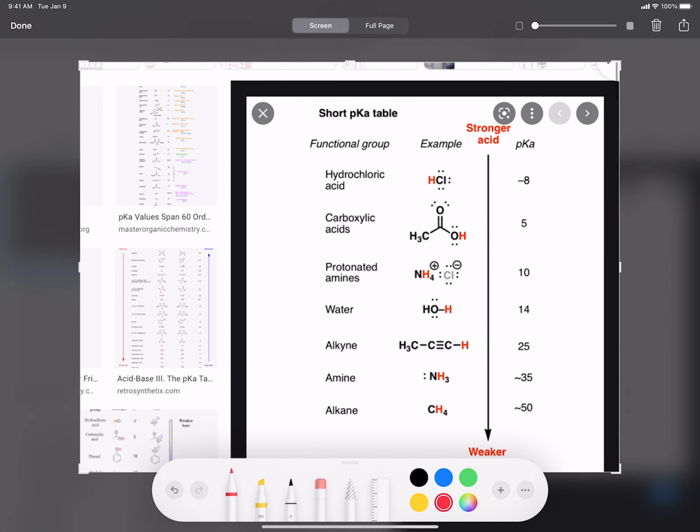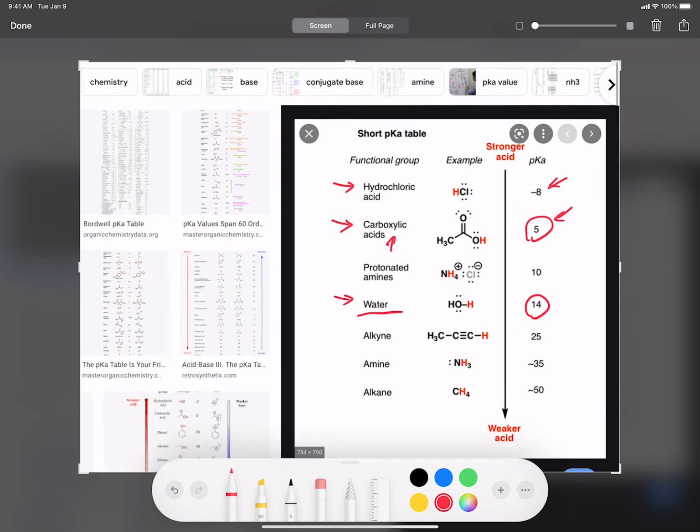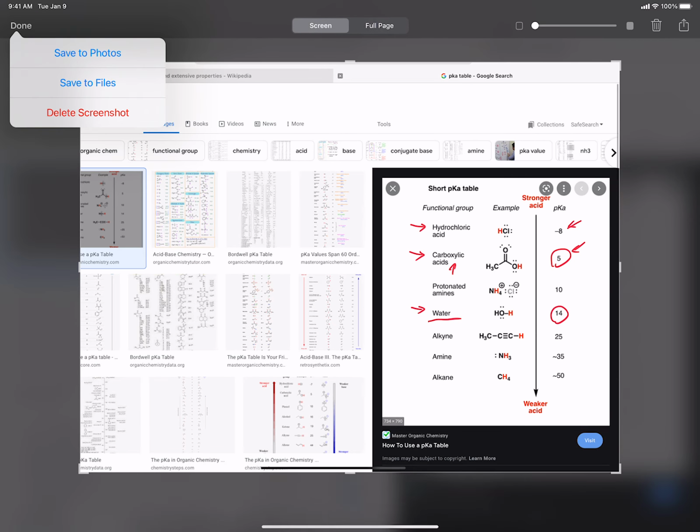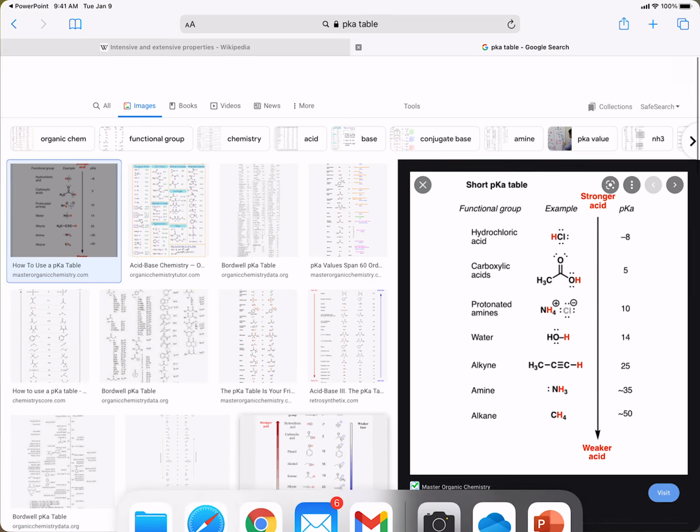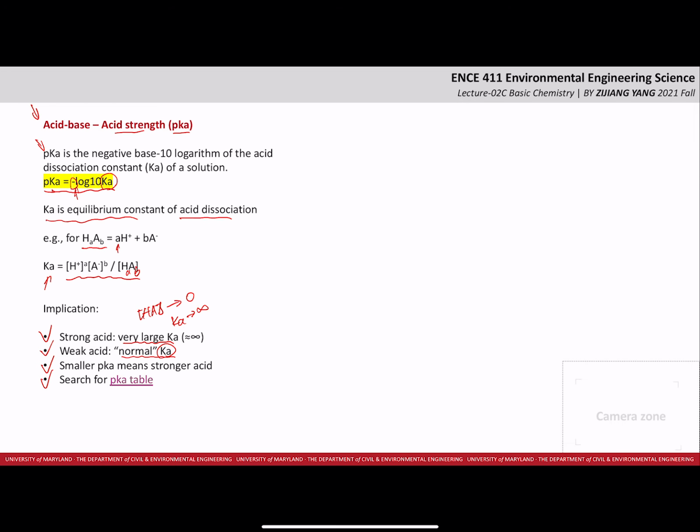We can see that this is HCl, the pKa is -8, which is very negative. And then we have some other acids like this one, and we can see the pKa is 5. So this acid, carboxylic acid, is weaker than hydrochloric acid. And we can also see that water can also be considered as an acid, and the pKa is 14. So anyway, we can use the pKa table to compare the strengths of the acids.